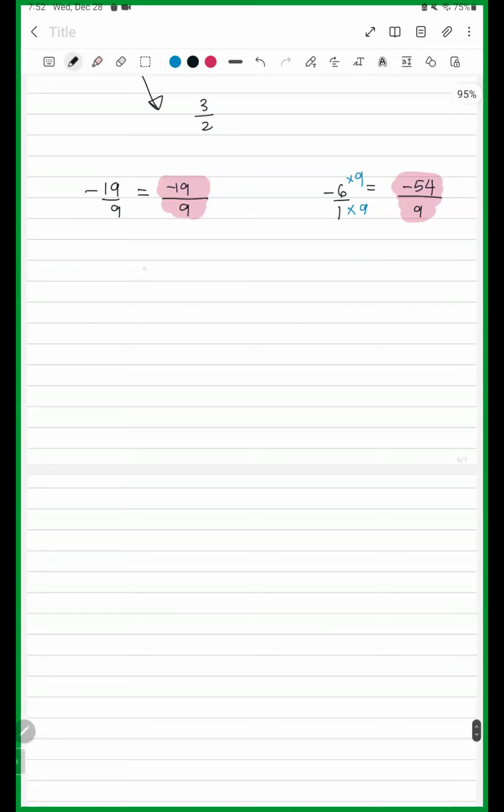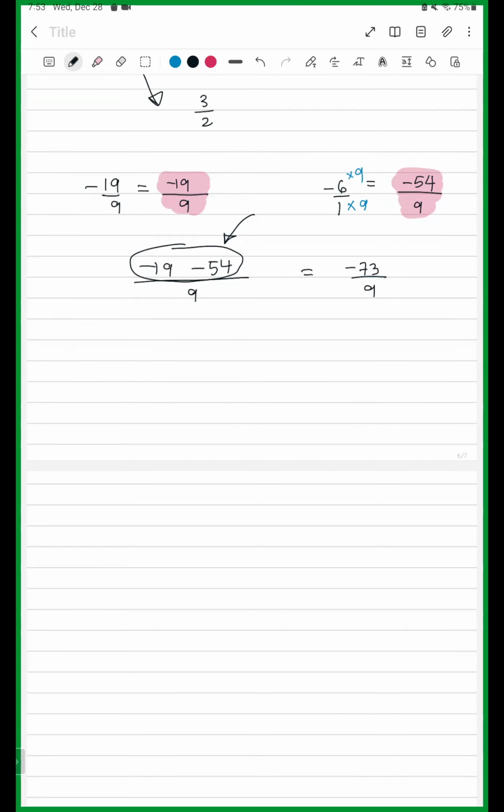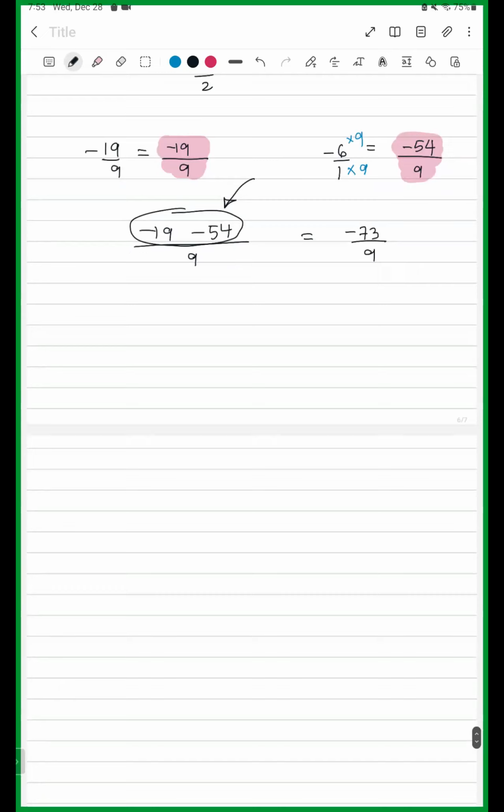So, minus 19 minus 54 by 9, because 9 is a common denominator. You have to just solve the minus 19 minus 54 part. Can you solve it and tell how much it will be? Okay, wait a second. -73 by 9. Very good. So this is the fifth part of the second question that you asked. Is it clear? Okay. The third part, I believe you can do it by yourself. Let's come to the fourth part.